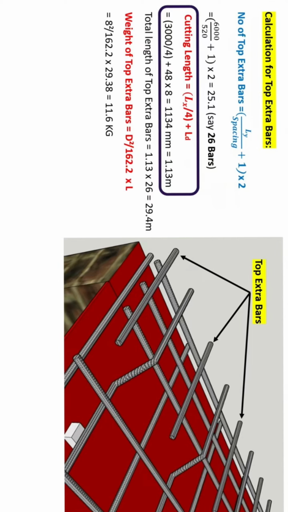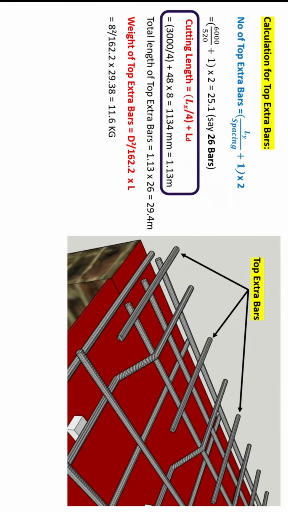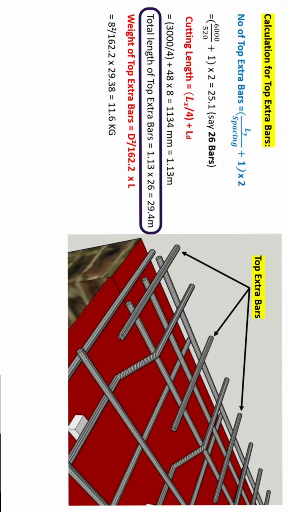Now cutting length of top extra bars is equal to Lx by 4 plus Ld, meaning development length. Lx is shorter span length of slab, 3000 mm. Development length is taken as 48D. Here D is diameter of bar, 8 mm. The cutting length of top extra bars is 1.13 meters.